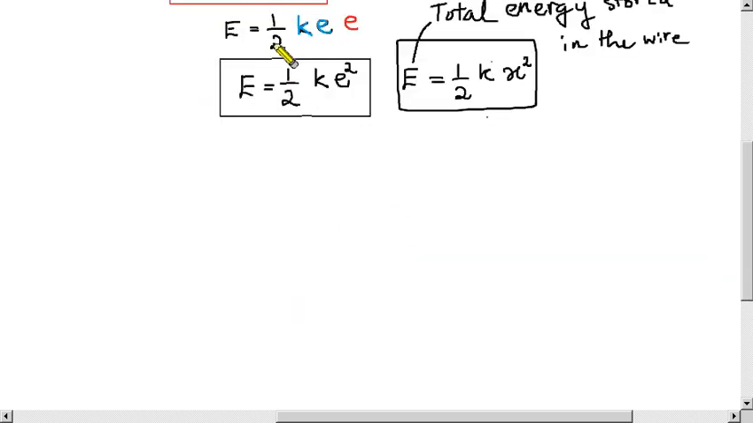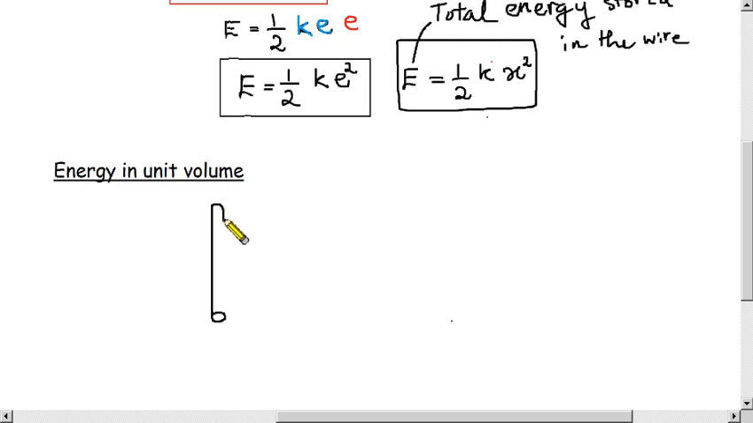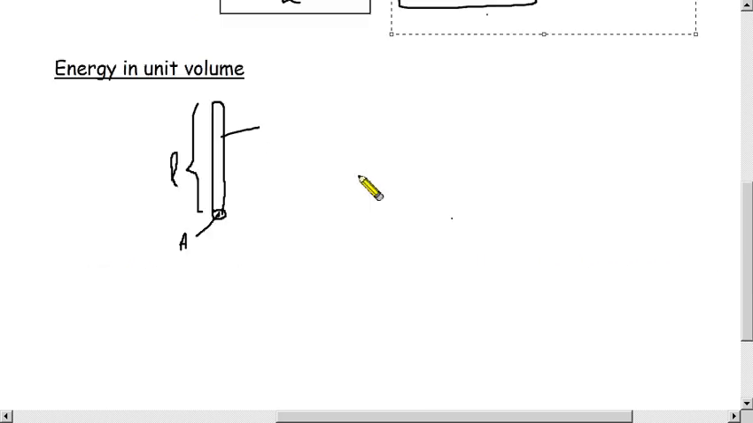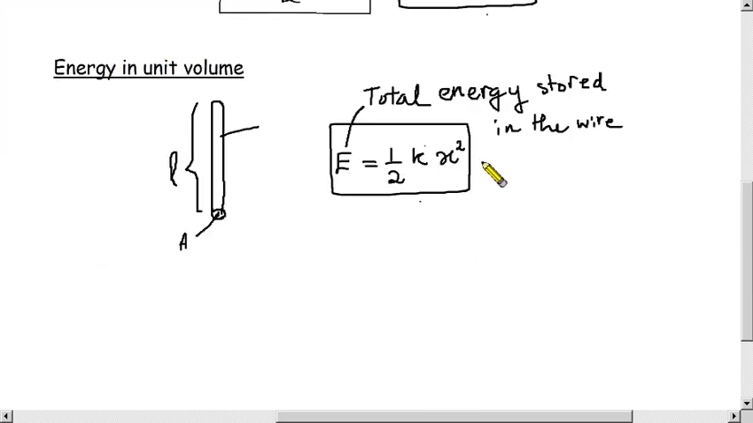Then there's another equation to find the energy density. That is called energy density, or energy in unit volume. So the wire, assume we used a wire like this. The cross-sectional area is A and the length is L. So the total energy we know now, total energy is this amount.